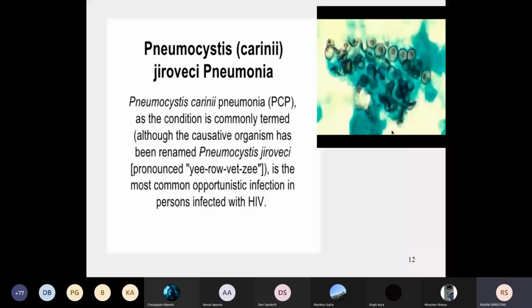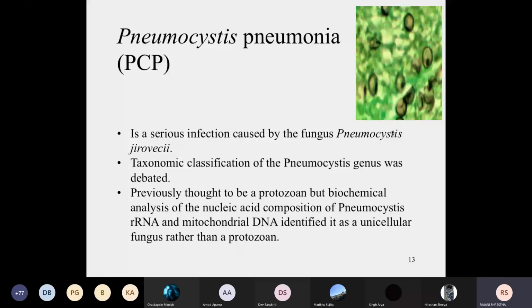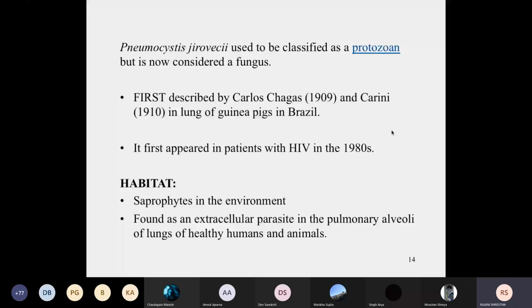So it is a serious infection that is caused by a fungus, Pneumocystis jirovecii. Initially there was a debate whether this is a fungus or a parasite. Initially it was thought to be a protozoan, but later on the biochemical analysis of the nucleic acid composition and the mitochondrial DNA, it was categorized as a fungus. So Pneumocystis jirovecii was first classified as a protozoan, but now it is considered a fungus.